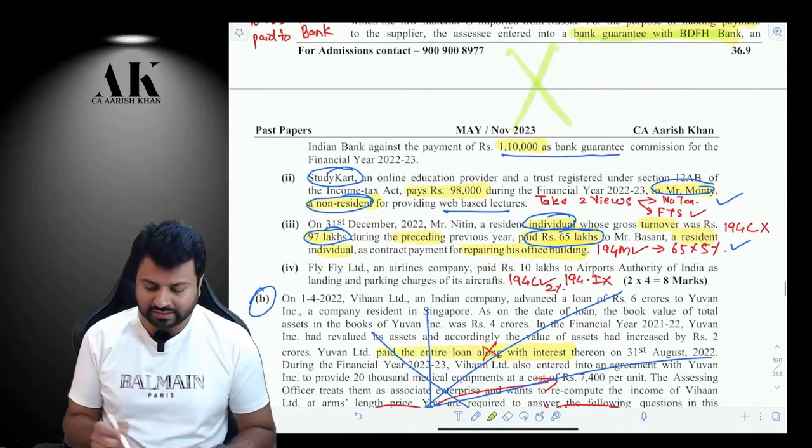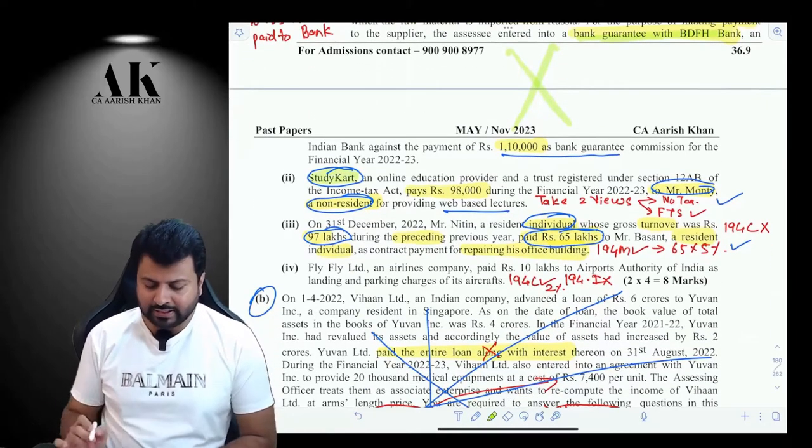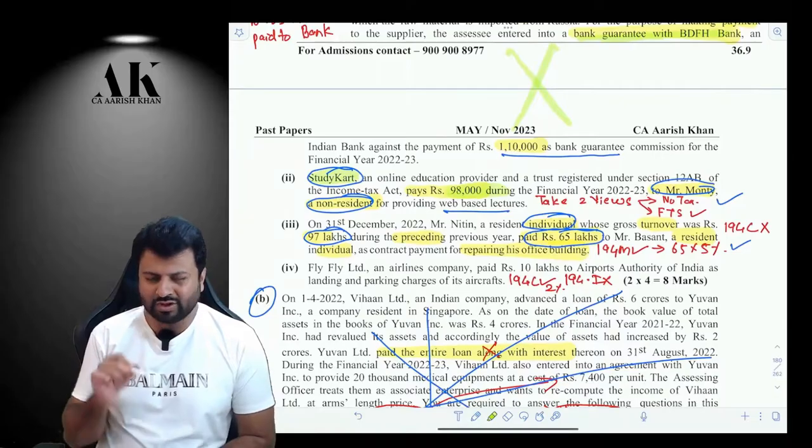Okay. Next one. There is one trust by the name called Study Card, who has paid 98,000 rupees to a non-resident, Mr.